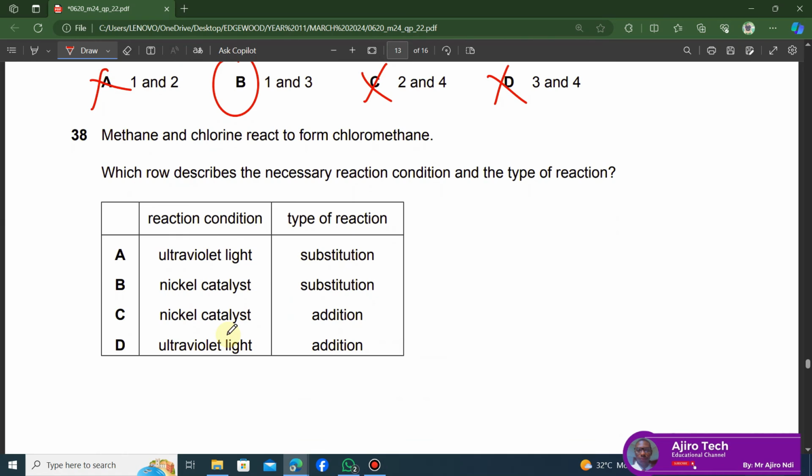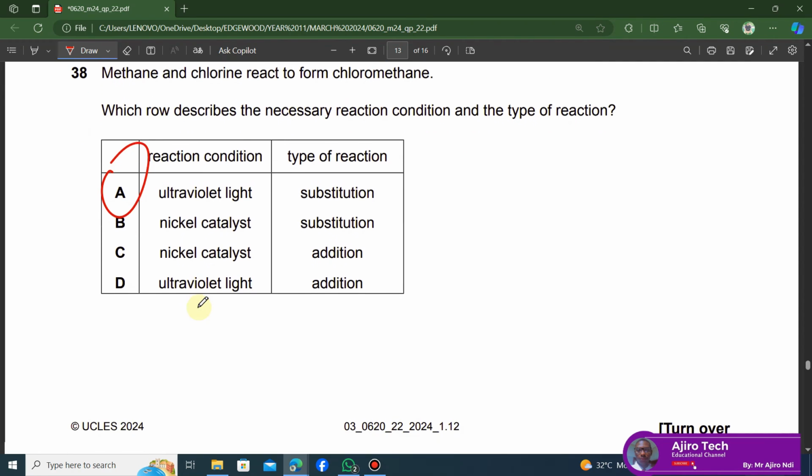38 now. Methane and chlorine react to form chloromethane. So alkanes reacting with chlorine, of course, needs ultraviolet light. Ultraviolet light is needed to supply the activation energy, and it's a substitution reaction. So A is the answer. For nickel, you are going to be dealing with hydrogenation.